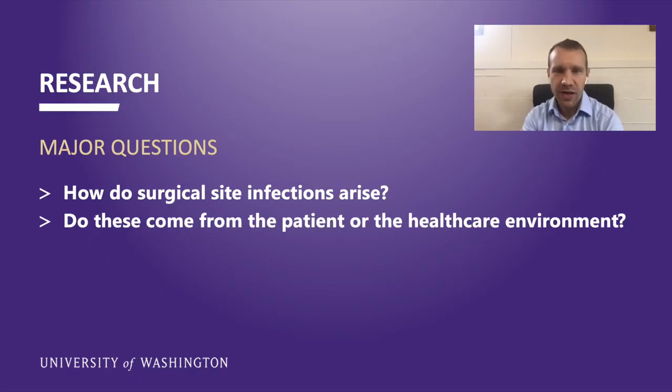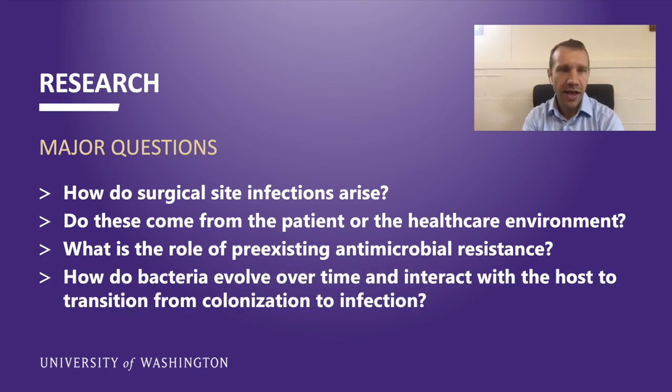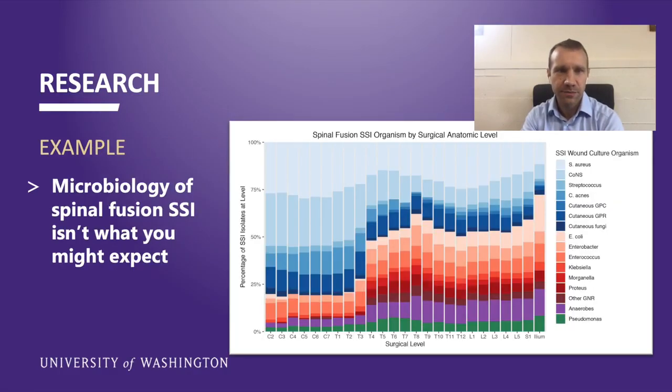Where do these infections come from? Are the bacteria from the patient or do they originate from the healthcare environment? And what's the role of pre-existing antimicrobial resistance among these strains? We're also looking at how bacteria evolve over time and interact with the host to transition from states of colonization to infection following critical illness or major surgery.